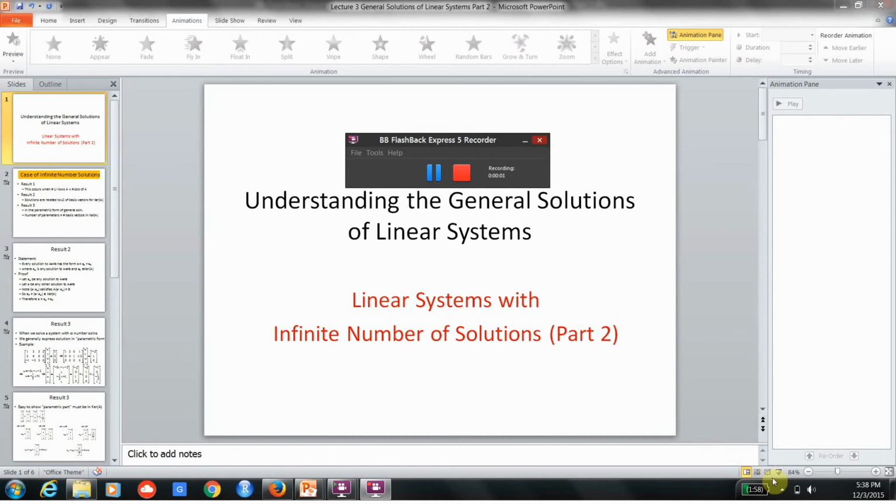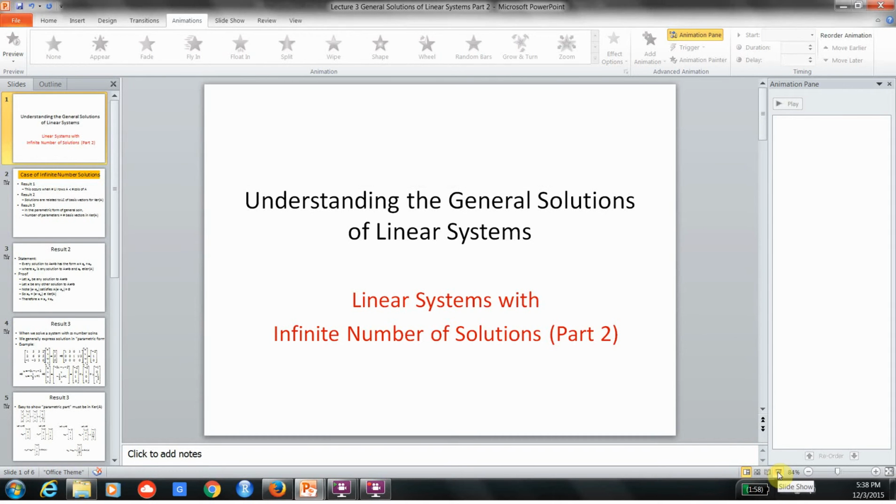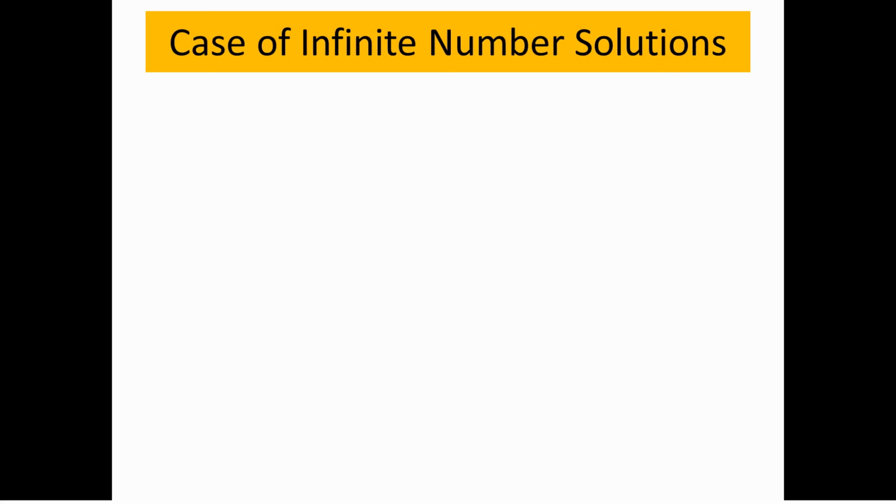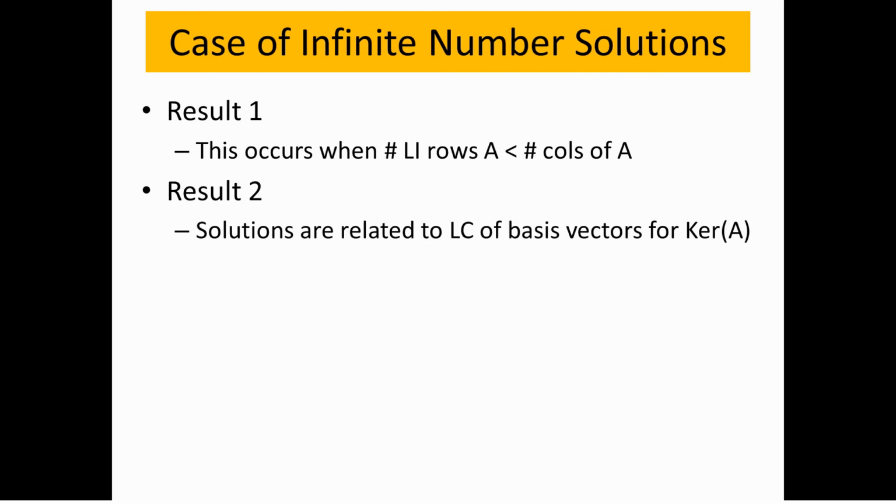So now we're almost finished looking at the case where we have a linear system with an infinite number of solutions. So let's look at where we are now. The things that we wanted to prove were, first, we wanted to determine when that was going to occur, and we just proved that in the last video. That was result one. We showed that we have an infinite number of solutions when the number of linearly independent rows is less than the number of columns.